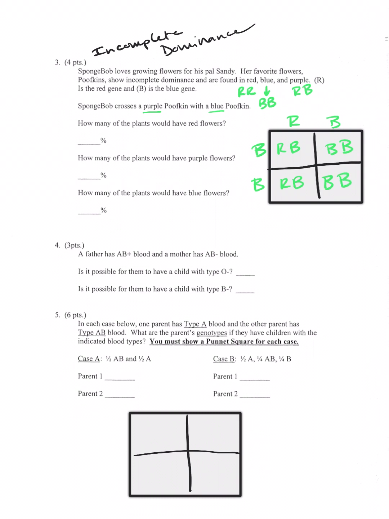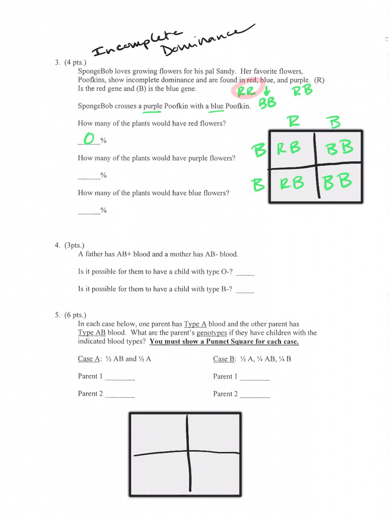So the question here says, how many of the plants would have red flowers? Remember that in order for something to have red flowers, it has to have the genotype capital R, capital R. Since none of the plants in our Punnett square are capital R, capital R, 0% of the offspring will have red flowers. The next question says, how many of the plants would have purple flowers?